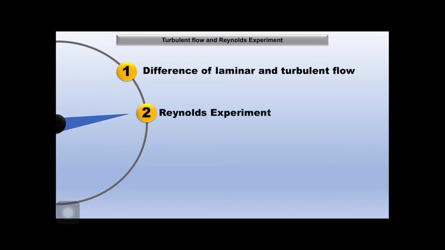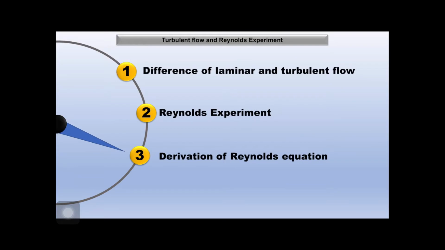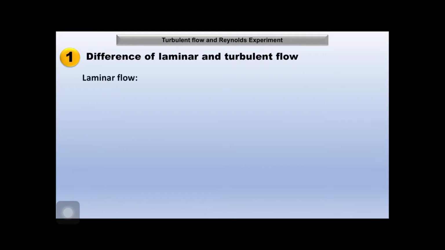The first point is the difference of laminar and turbulent flow. The second point is Reynolds experiment, and the third point is derivation of Reynolds equation. So let us start with the first point.